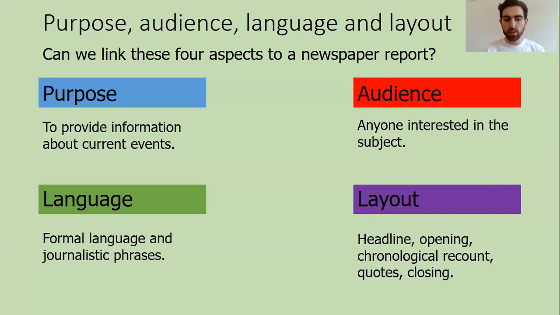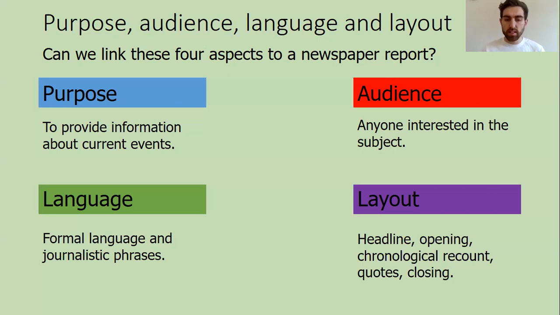Now, this will vary with each report, but we're going to follow a particular structure today, and when we write our own anyway. The layout we're going to be using is a headline at the start, followed by an opening paragraph, a chronological recount paragraph, a quote paragraph, and lastly, a closing paragraph. But there's lots of different structures you can use. Most newspaper reports will start with a headline and some form of opening paragraph.